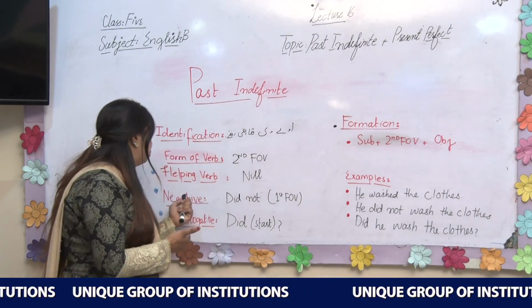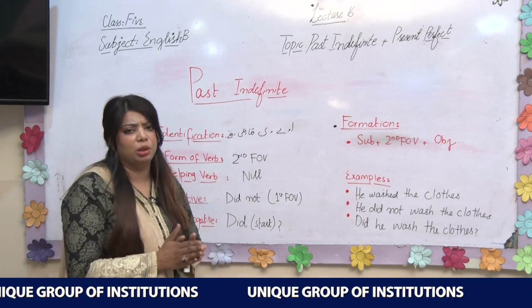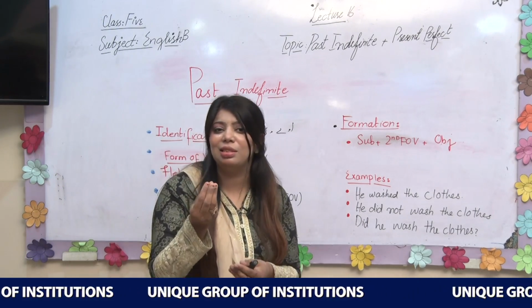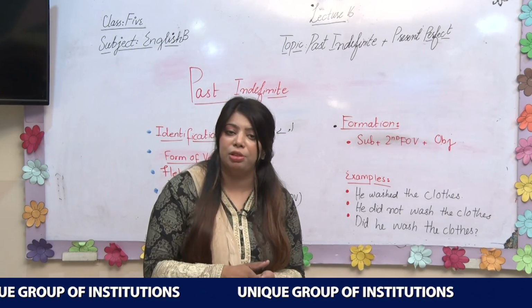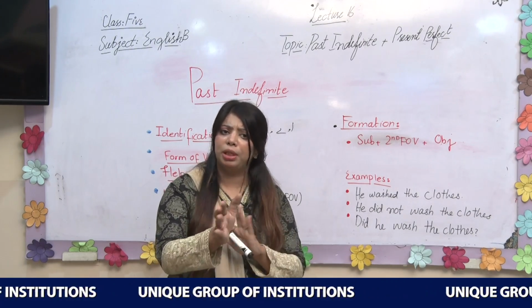Now let's move to the third one. There is no helping verb. This is the easiest tense, and there is no helping verb used in past indefinite. Simply we use the second form of the verb, that's all.